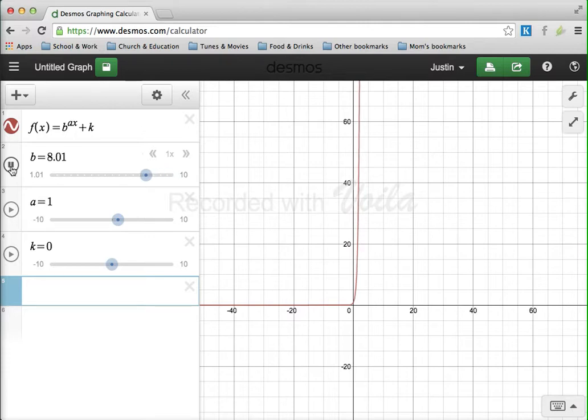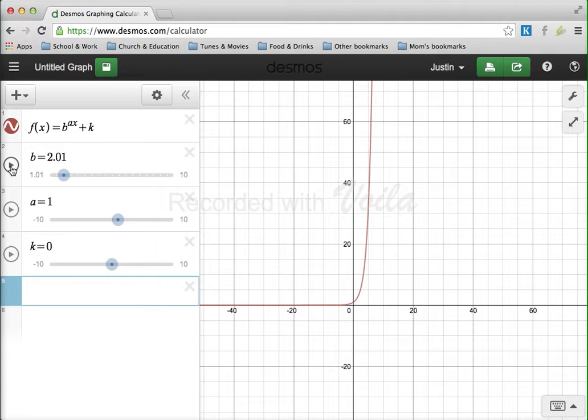So you can see now it's playing, b is decreasing, and notice it's getting a little wider, and then of course it gets very wide. Now as b increases, it gets very steep. Very, very steep. And then it'll start getting wider again as the b decreases down to almost 1. So I'm going to pause that and leave b alone for now.